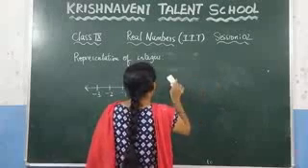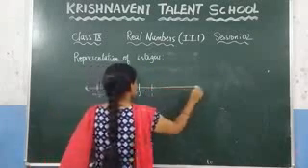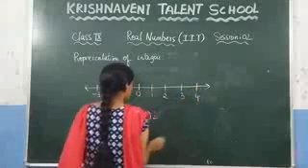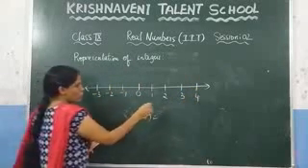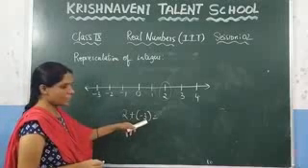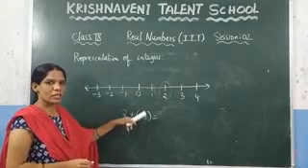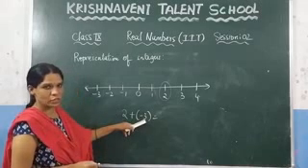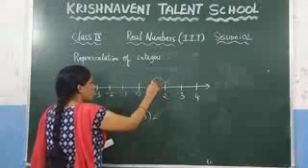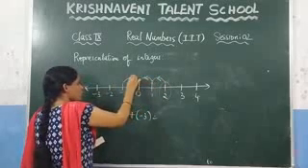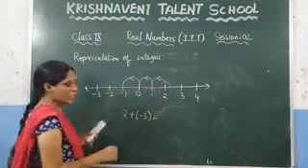So how do you represent this one? What is the first number? 2. So you need to go to the number 2. Since we are adding a negative number, you need to go to the left side of the number line. How many steps do you need to go here? 3 steps you need to go. From this point, 1, 2, 3. In this direction we are moving, so write arrow marks in that direction.